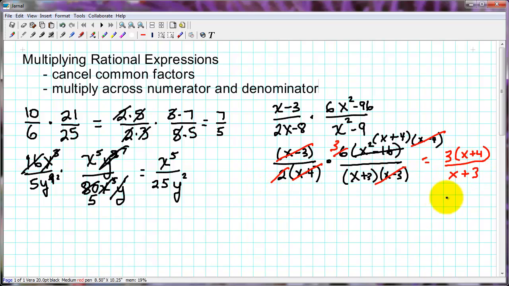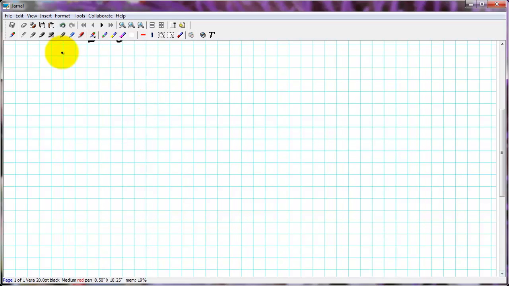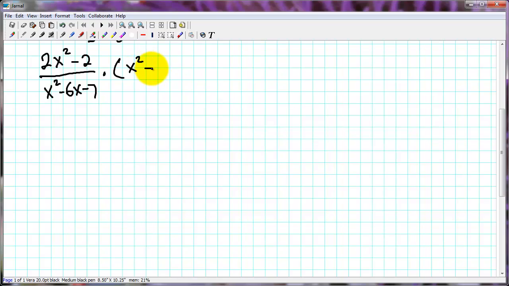And finally, let's do one more problem. So our problem is 2x squared minus 2 all over x squared minus 6x minus 7. And that's times x squared minus 10x plus 21.